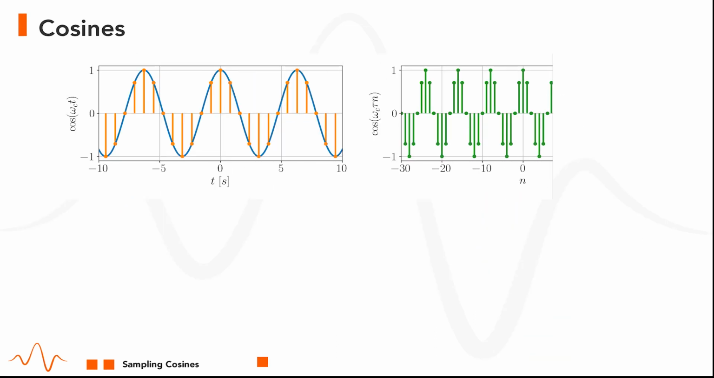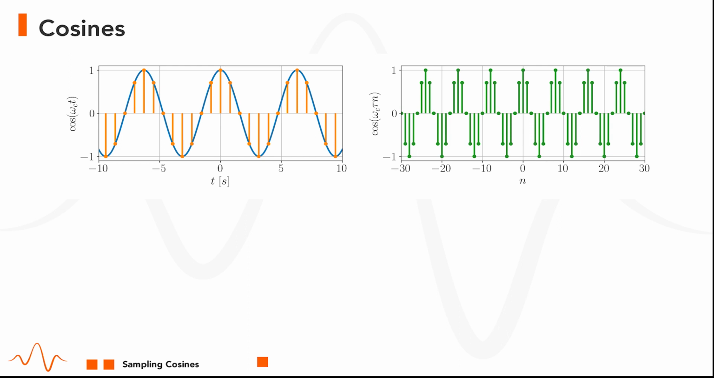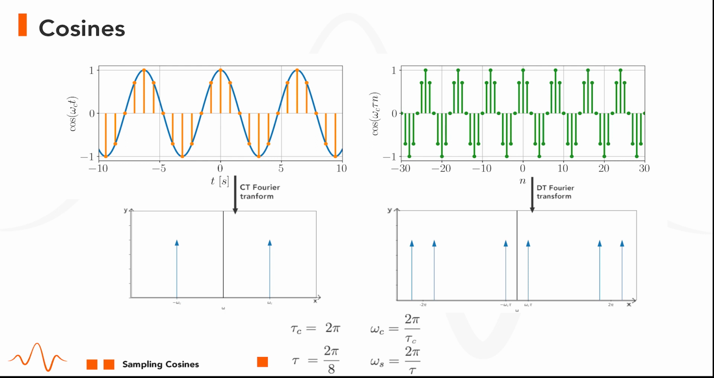Let us answer the question of when we can recover a signal, first for a basic signal, namely a cosine. If we sample a continuous time cosine as depicted on the left-hand side, we extract a discrete time signal shown at the right-hand side. Let us take the Fourier transforms of these two signals. For the continuous time signal, we obtain two Diracs centered at omega c and minus omega c, where omega c is the angular frequency of the continuous time signal.